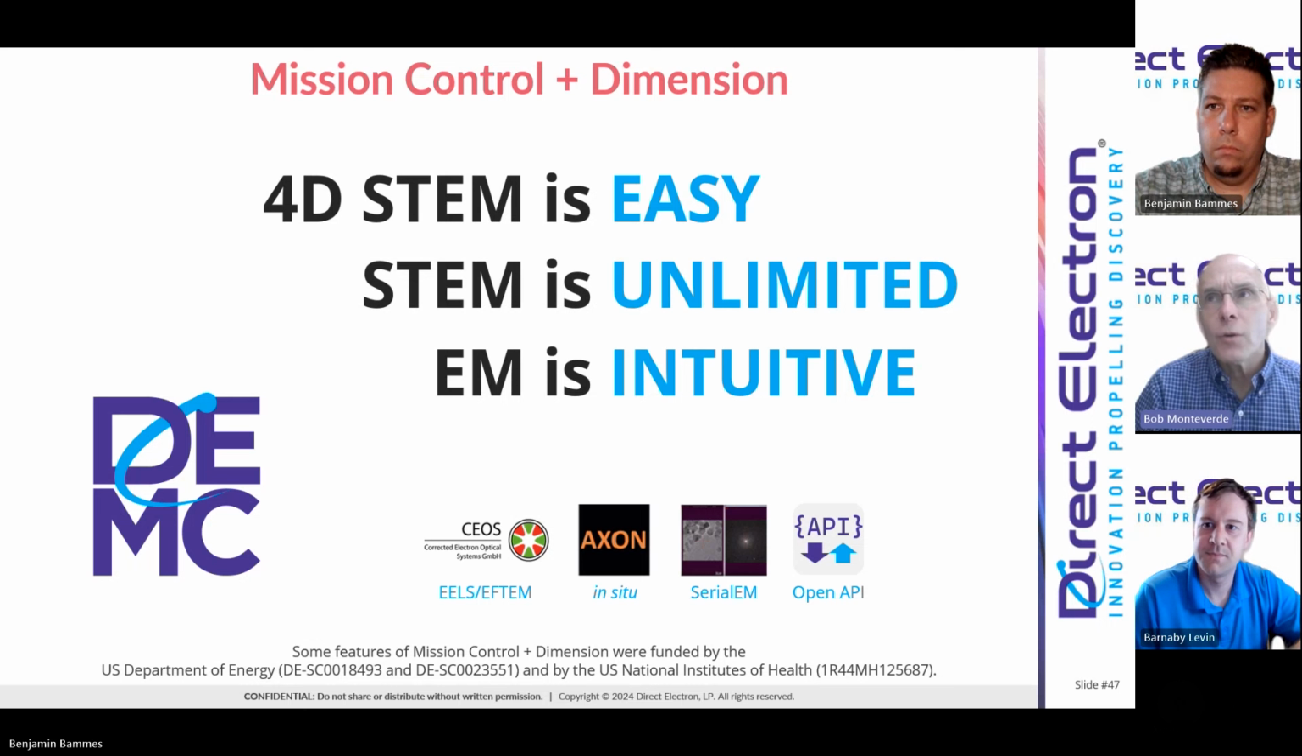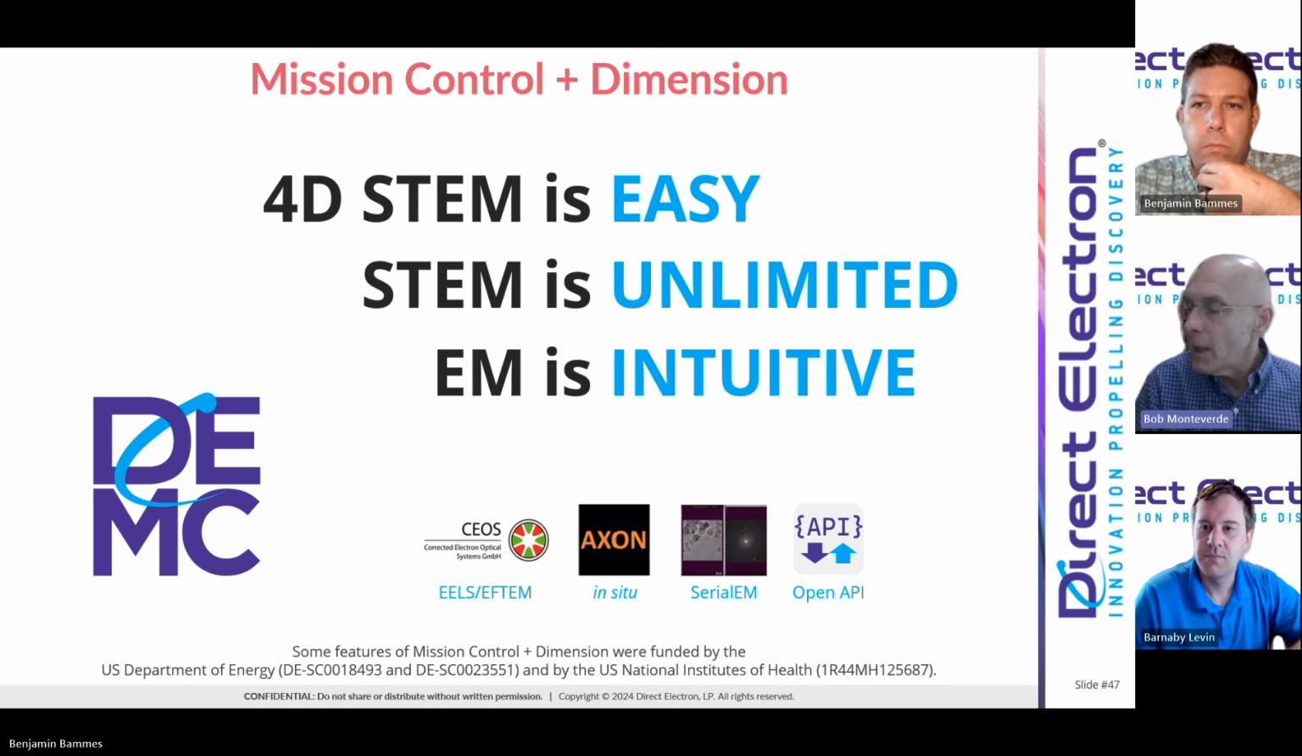Ben, you showed a number of slides that had to do with the DE FreeScan scan generator, and I know you need a way to control the scan if you're doing 4D STEM. Does that mean that to use Mission Control I have to have the DE FreeScan from Direct Electron?